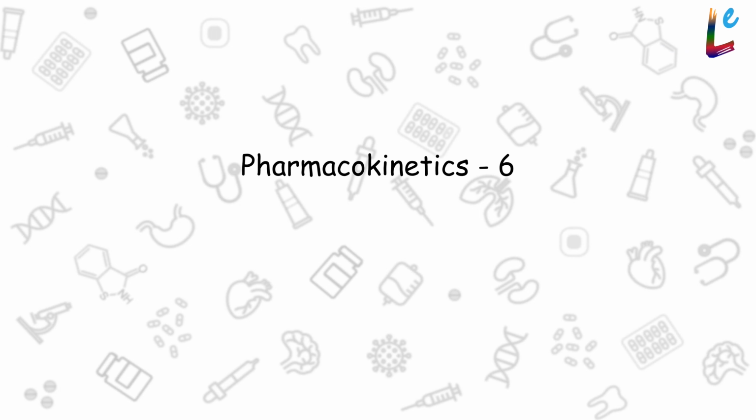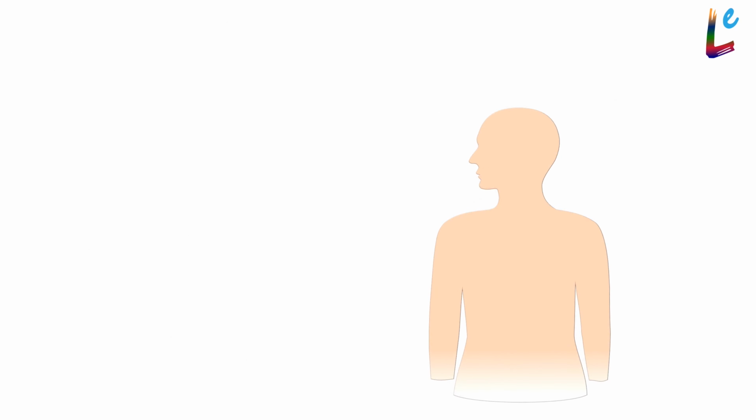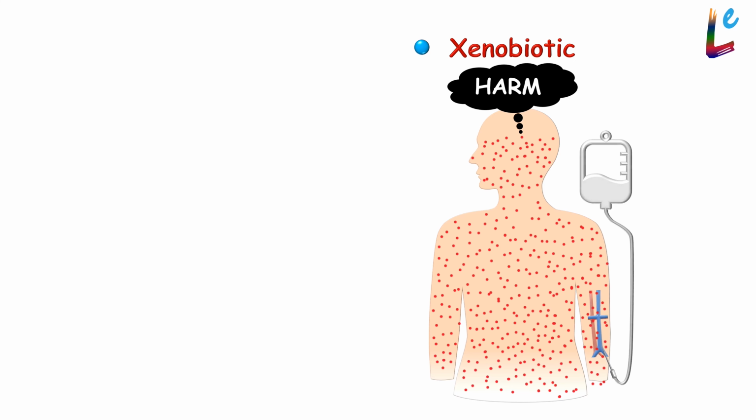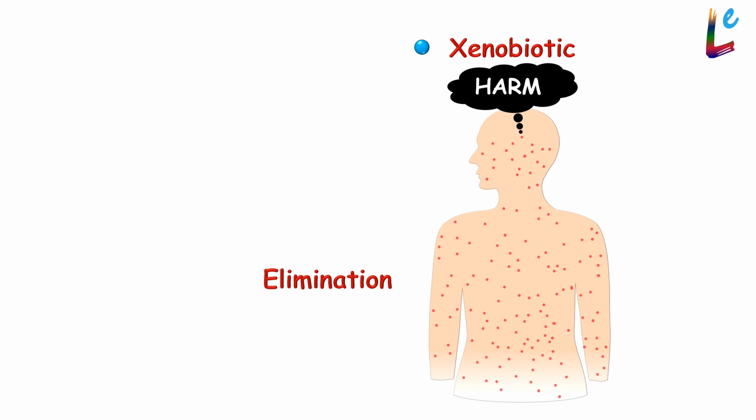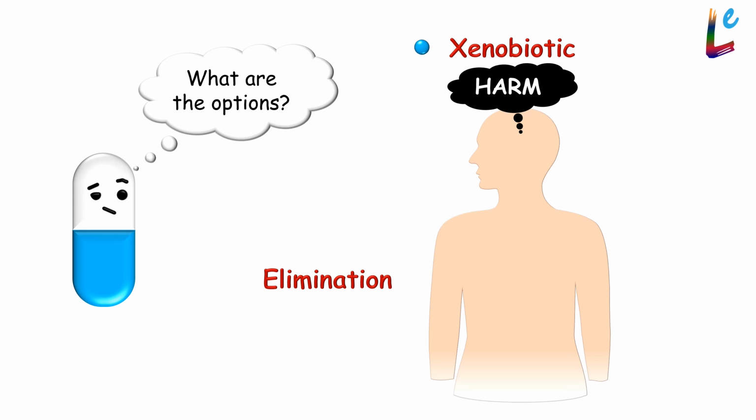Learn Efficient Pharmacology, Pharmacokinetics Part 6, Introduction to Elimination. We saw that the body considers a drug as a xenobiotic, or a foreign molecule that is likely to cause harm. So, from the body's point of view, a drug entering the systemic circulation must be removed or eliminated at the earliest. What options does the body have to expel a drug?